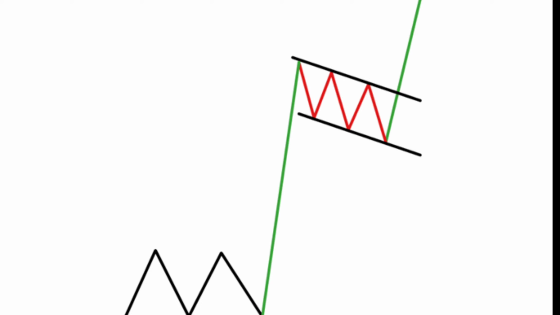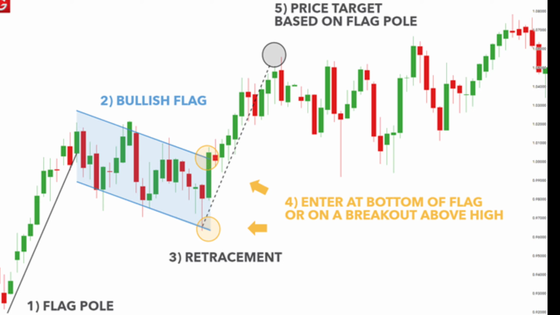Percentage-based stop. Determine a percentage of the flagpole's length and subtract it from the breakout point. For example, you may choose to set a stop loss at a certain percentage, 1% or 2%, below the breakout point. This approach considers the magnitude of the flagpole's move and aims to protect against excessive retracements.